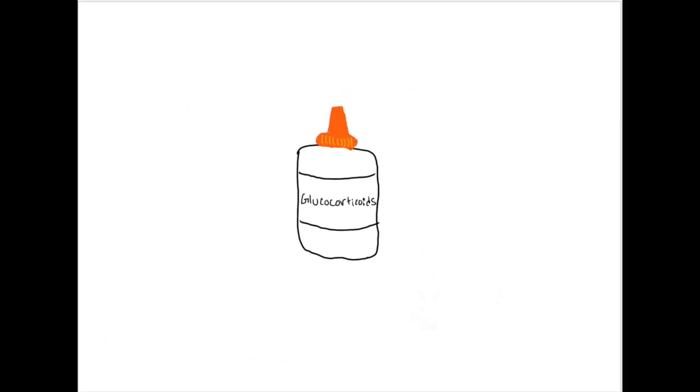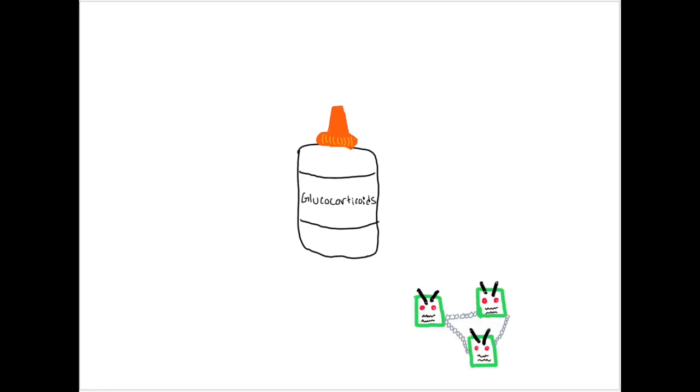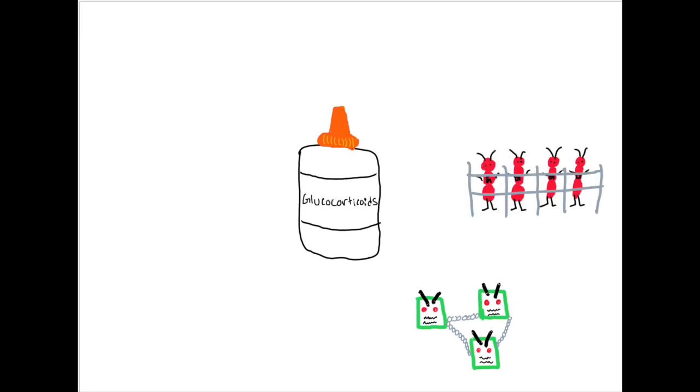Okay, next up we have glucocorticoids, shown here by our bottle of glue. They are indicated for short-term treatment of inflammation disorders. They impair the ability of the macrophages to leave the bloodstream, preventing them from entering the injured tissues, shown by our macrophages in chains. They block the production of antibodies such as IgG, preventing the immune complexes that deposit in joints, shown by the locked up ants.